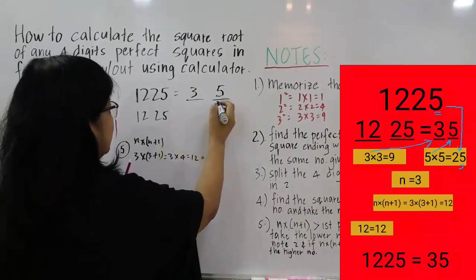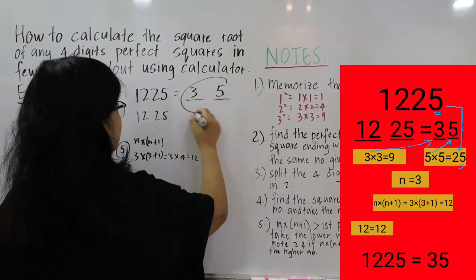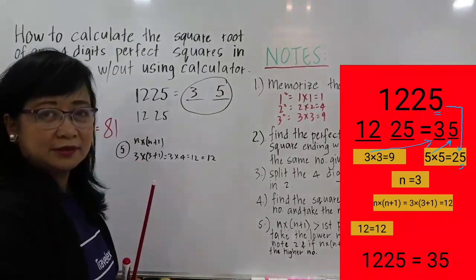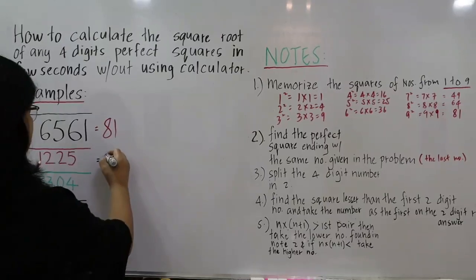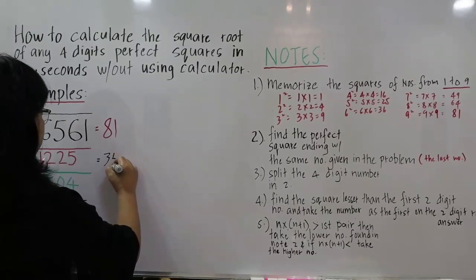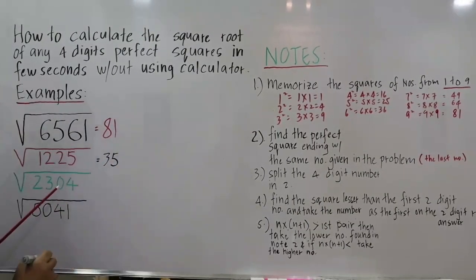Check if this 35 is correct using the calculator. It is equal to 35. Now, we'll go to the third example.